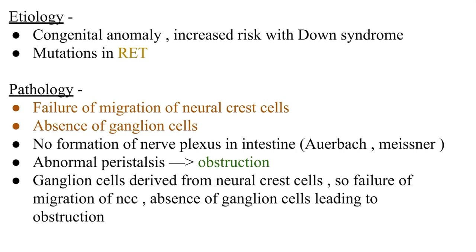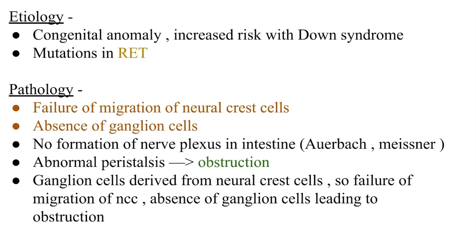So, what is the pathology? The neural crest cells fail to migrate, because of which there is no formation of ganglion cells. Why? The ganglion cells are derived from the neural crest cells. If there is failure of migration of these cells, there will be no derivation of these ganglion cells. There is absence of ganglion cells in the submucosa.